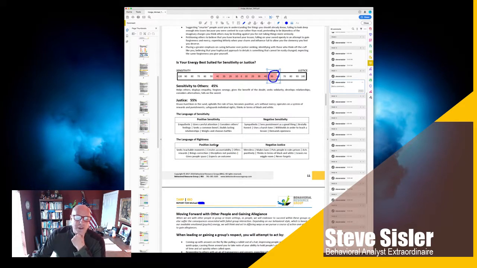So what does positive justice look like? Seeks teachable moments, creates accountability, offers rewards, brings correction, disciplines not punishes, gives people space, expects an outcome. What's negative justice?